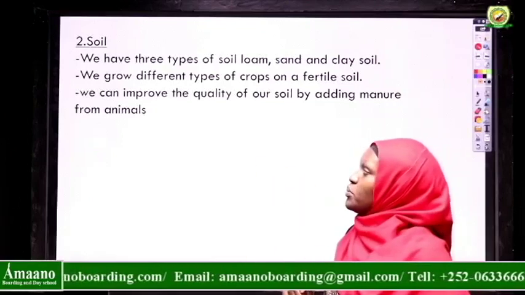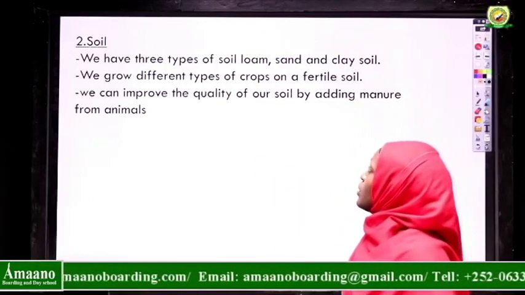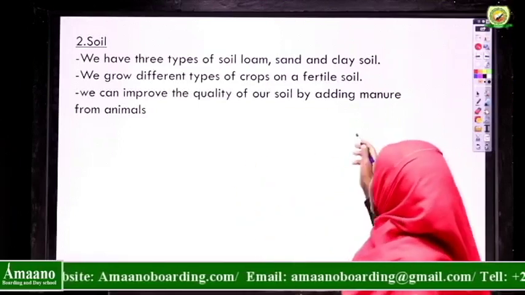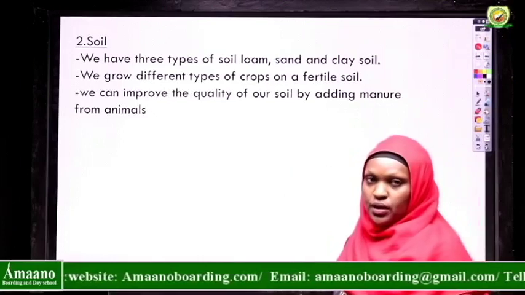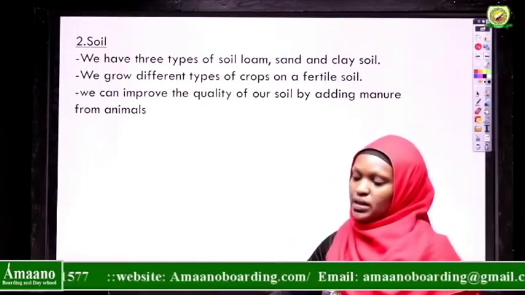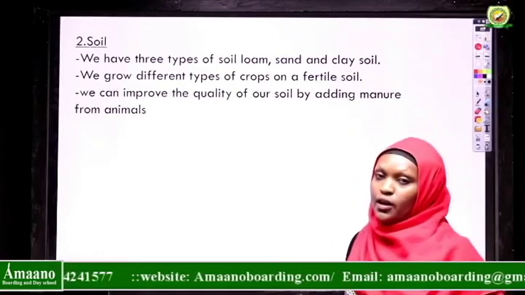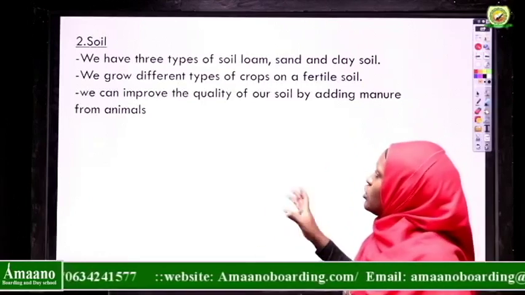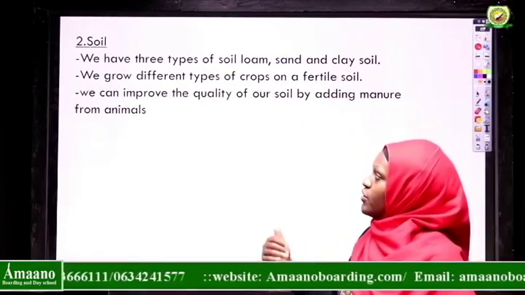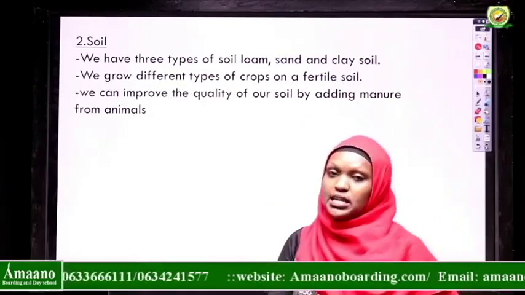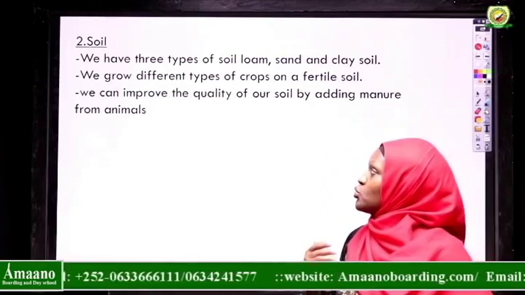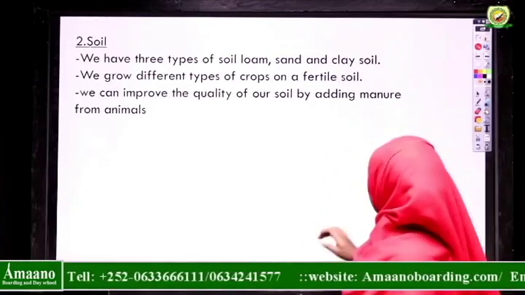So we can also improve the quality of our soil by adding manure from the animals. What are manures? These are the animal waste. Maybe where the animals sleep, you go and sweep, then whatever you collect there, you go and pour in your garden. By doing that, you're making your soil fertile and very good, because if you plant anything in a fertile soil, you're going to have a good harvest.